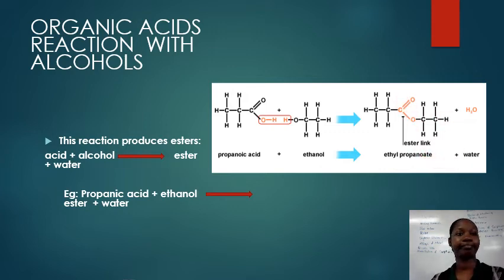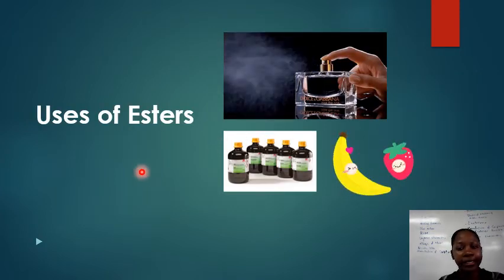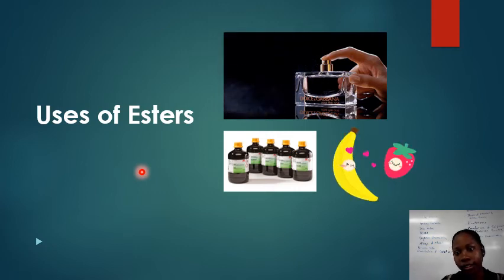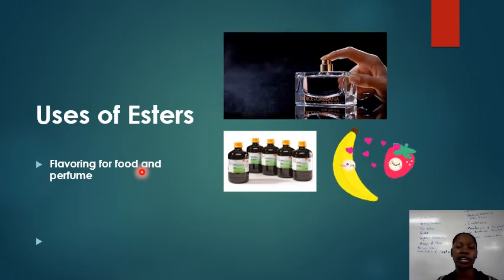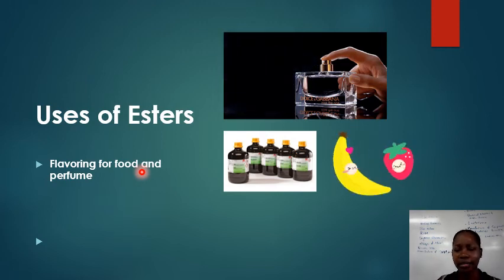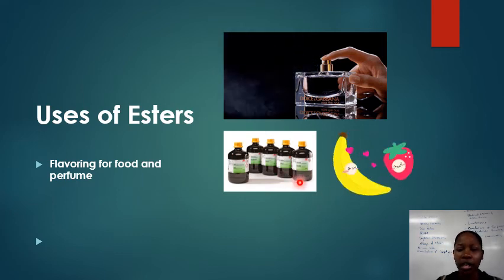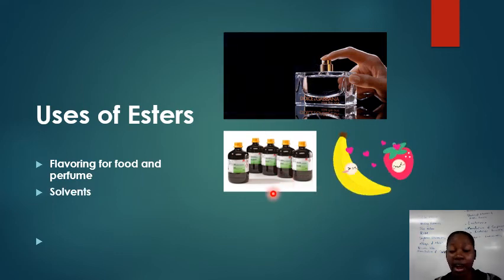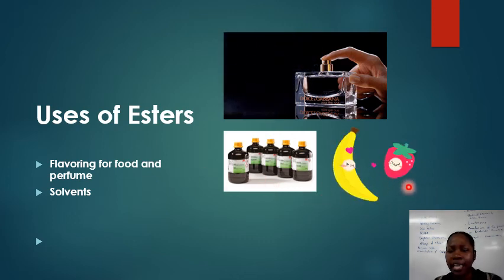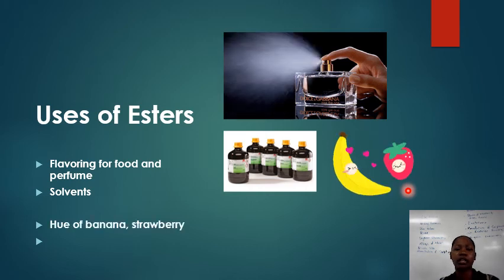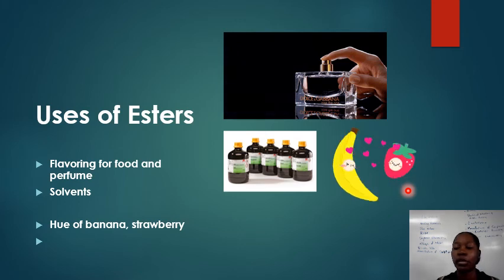That is it. So what are some uses of esters? We look up here, we see Dolce and Gabbana, that's definitely perfume. Our esters are responsible for those sweet smells of perfumes. We also have solvents, and our esters are responsible for these things. And then we also have the nice hue in bananas and strawberries. These are all because of our esters.